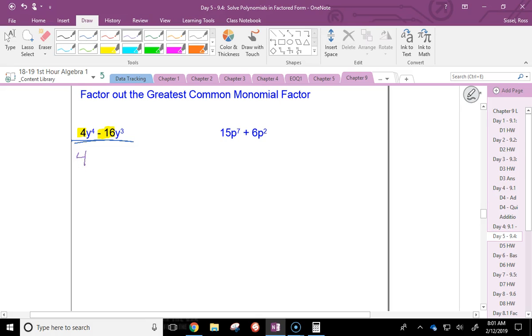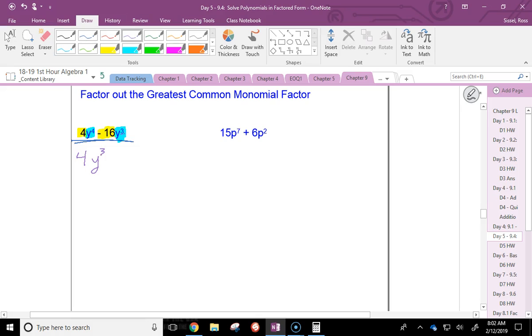Okay, now let's look at our variable. Y to the 4th and y to the 3rd. Well, obviously they both have the variable y, but what's the largest degree of the smallest one? 3. So if you look at this, let's say that again. I have y to the 4th and y to the 3rd. I'm going to look at my smallest one, and I'm going to take all of it away, because that's the greatest common factor. The common factor is y in what degree? To the 3rd. I can take a 3rd power away from each one of those.